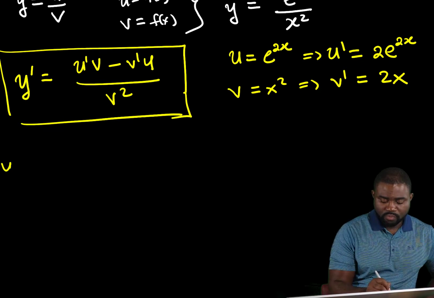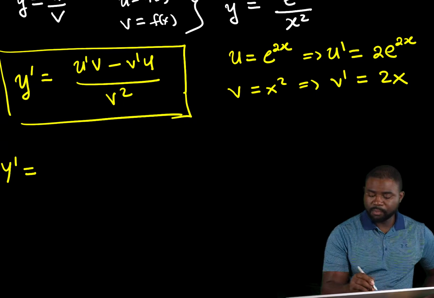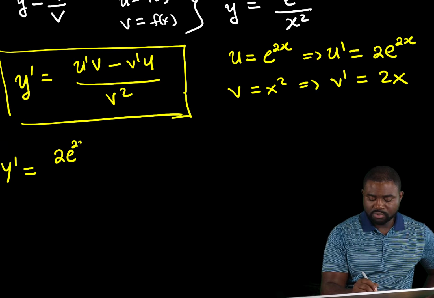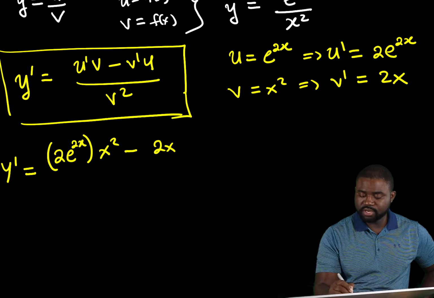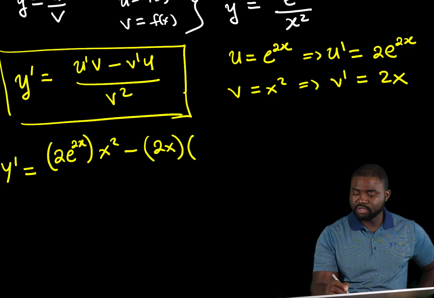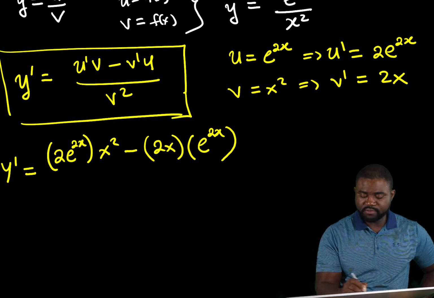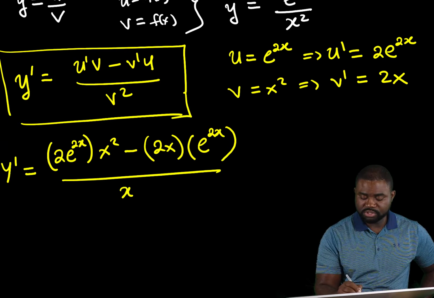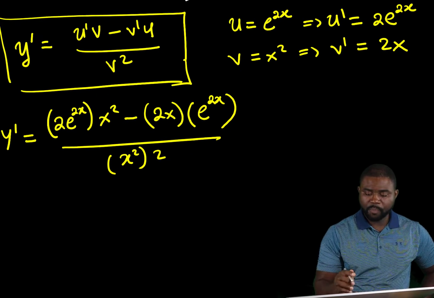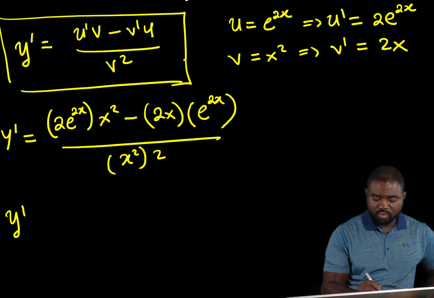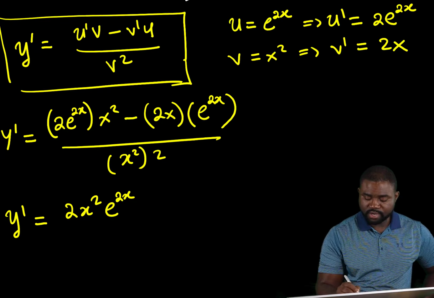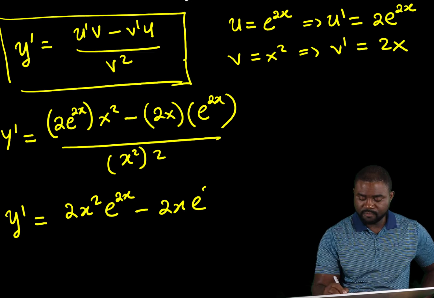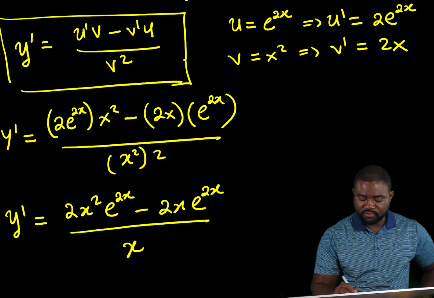Therefore, y prime will be equal to 2e^2x multiplied by v, which is x squared, minus v prime, which is 2x, multiplied by u, which is e raised to the power 2x, all of this divided by v squared, which is x squared, all squared. So if we simplify, y prime will be equal to 2x squared e^2x minus 2x e^2x all divided by x raised to the power 4.